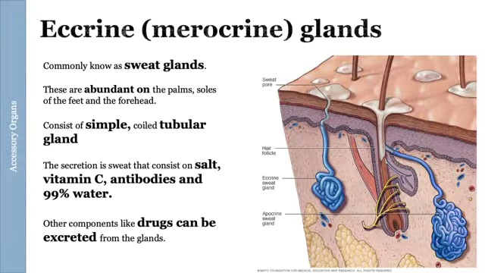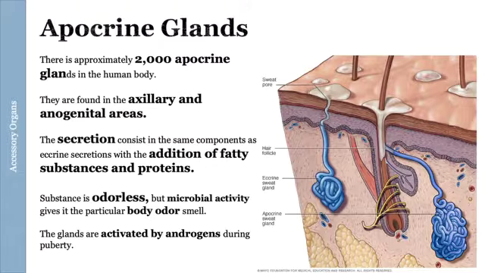Let's look at another type of gland that we have in our body, the apocrine glands. There are approximately 2,000 of these glands scattered in the human body, but more than anywhere, they are found in the axillary and anogenital areas. These apocrine glands look a little bit bigger than regular eccrine glands. Their secretion is basically the same as that of the eccrine glands. The sweat is pretty much the same, but there is the addition of fatty substances and proteins.